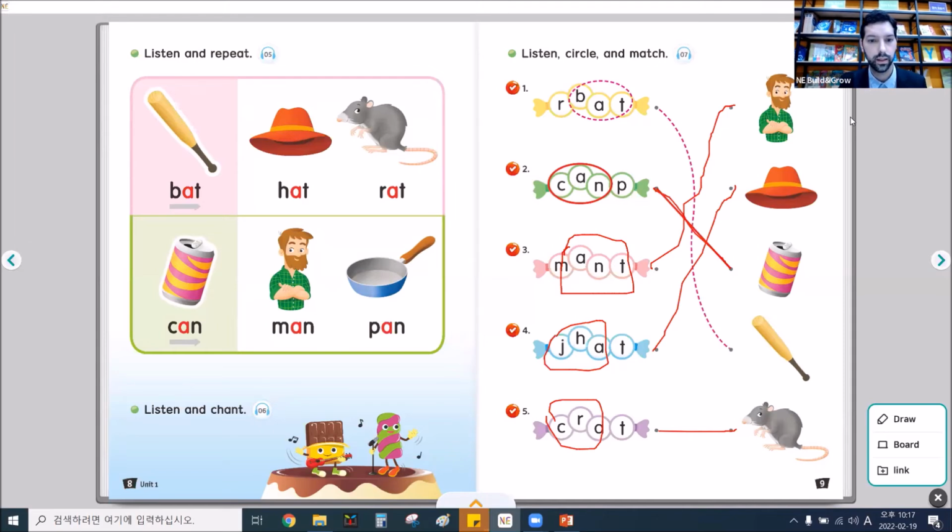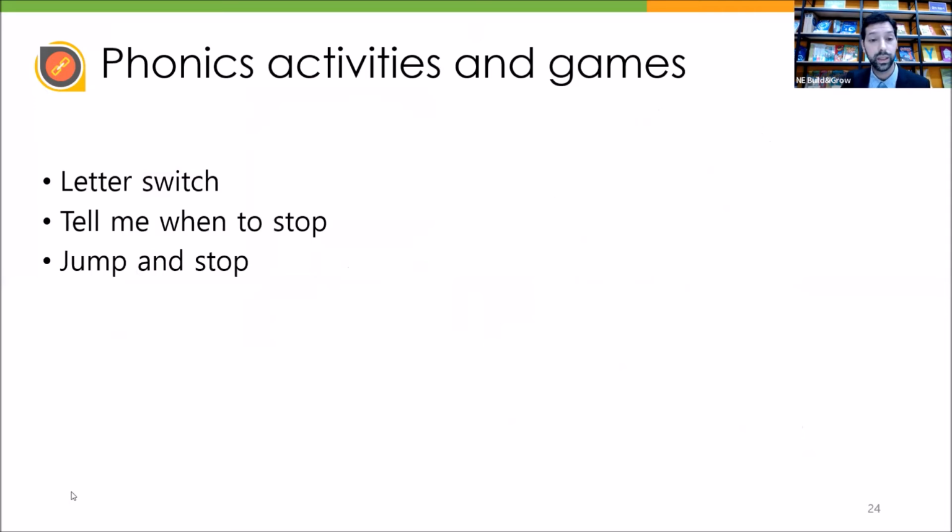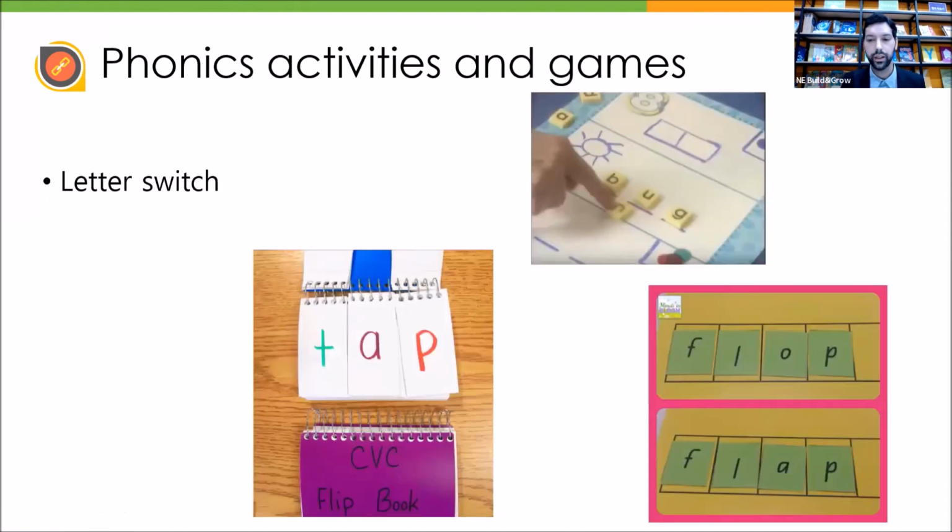Okay, 1 second. Okay, so now the next 3 things that we can use are called letter switch, tell me when to stop, and jump and stop. Okay, so I'm sure you've seen a lot of these before, but let's go ahead and check. All right, so letter switch, very straightforward. The idea is that you are going to move letters around and ask students to tell you what they say. And this is going to, first of all, engage their critical thinking because they have to remove sounds and replace them, right? And it's also going to give them a lot of good drilling practice.